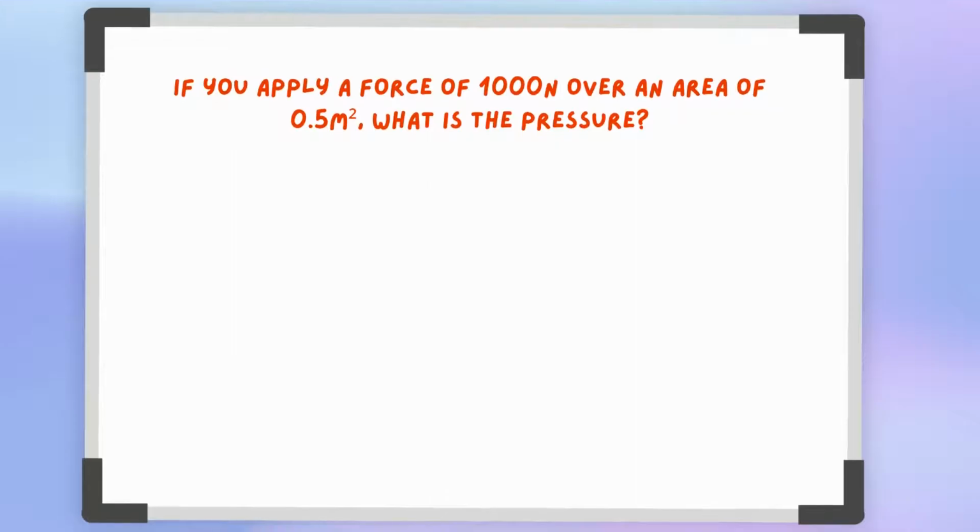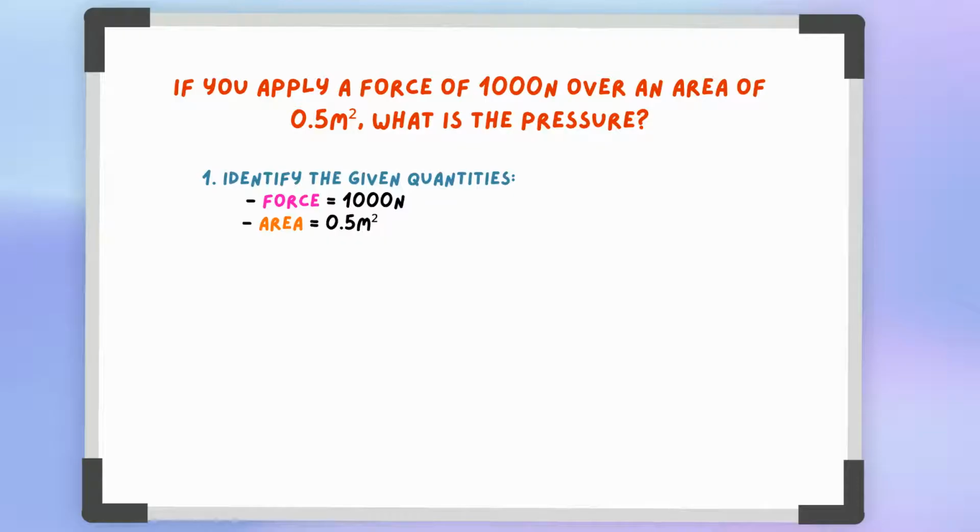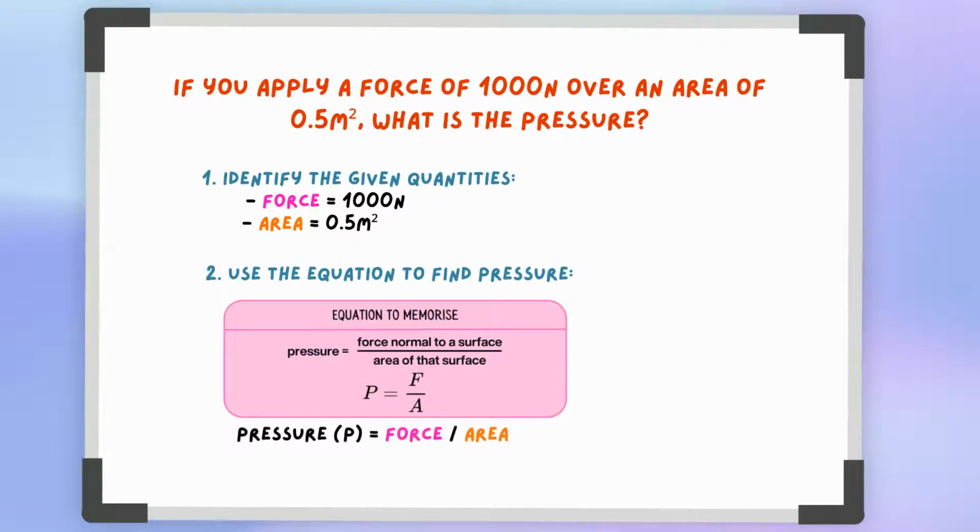Let's try another example. If you apply a force of 1,000 newtons over an area of 0.5 meters squared, what is the pressure? Let's identify the quantities the question has given us. Once again, pressure equals force over area. So substituting in the values, pressure equals 1,000 newtons over 0.5 meters squared, giving a result of 2,000 pascals. Thus, the pressure exerted is 2,000 pascals.